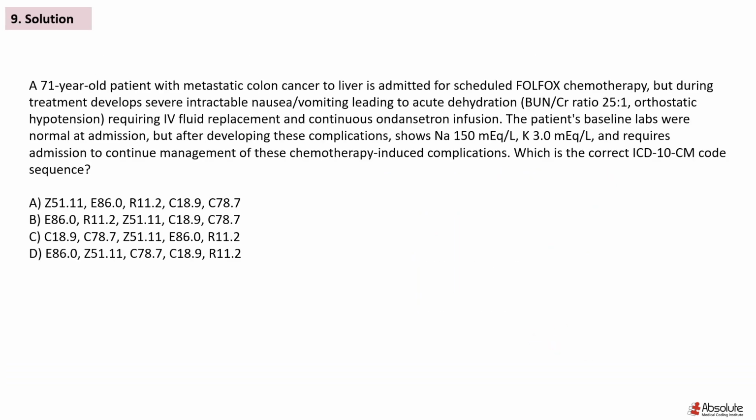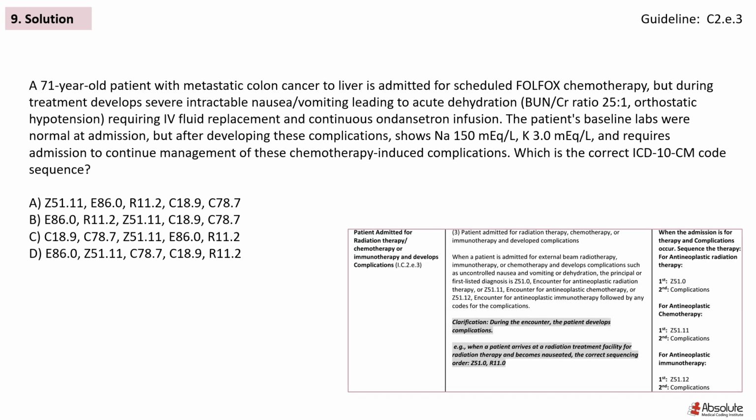So the guideline that I used to help me solve this scenario was Chapter 2, E3. And this tells us for antineoplastic chemotherapy, you'll list first the Z51.11 and second the complications. So with that being said, we can eliminate B because this is listing a complication first. And we can also eliminate D for the same reason. It's listing the complication first. And we can eliminate C because it's listing the neoplasm first.